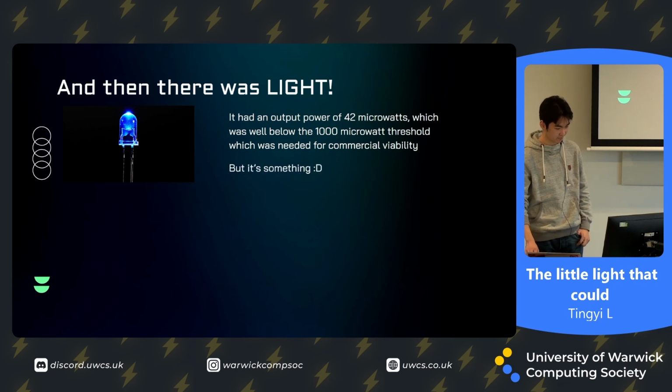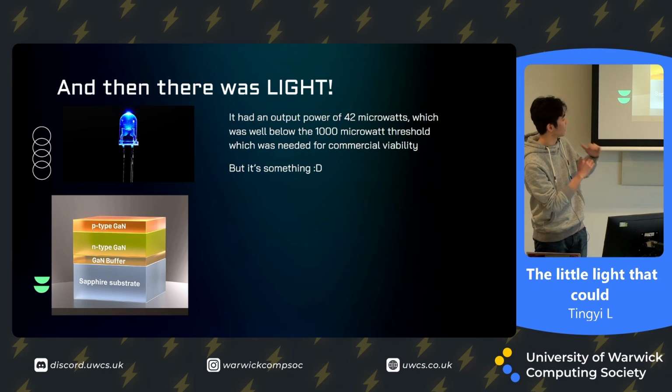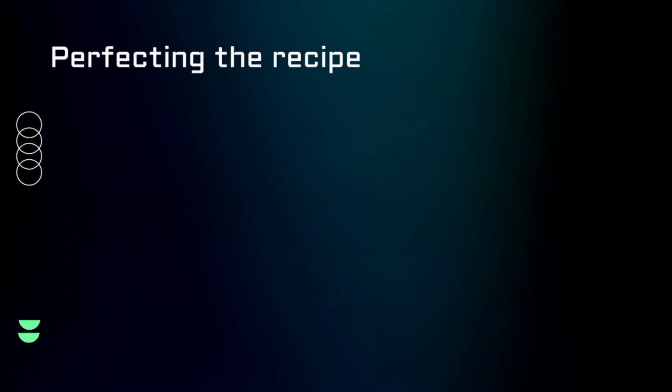We love it. And here's a nice little image showing essentially the annealed layer of p-type GaN on top of n-type, and then you have your buffer, which was grown on the substrate. So essentially what you do here is literally flow every single layer as it went on and anneal the top layer. How do we perfect this? How do you go from 42 microwatts to 1,000 microwatts? How do you make this thing almost 20 times brighter?